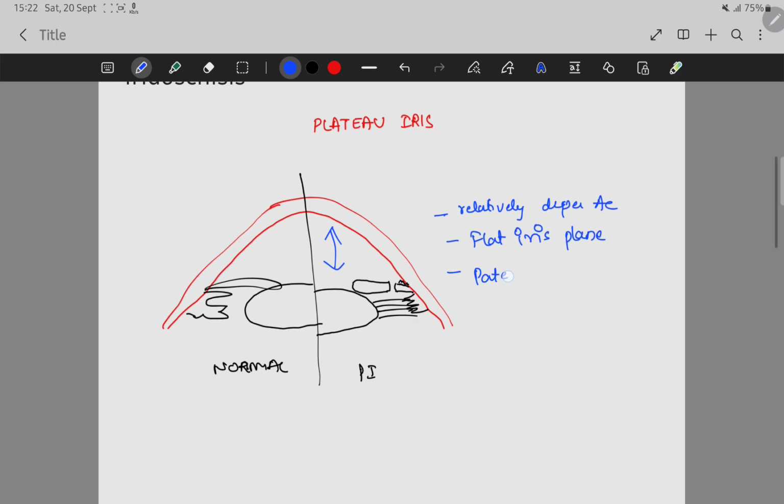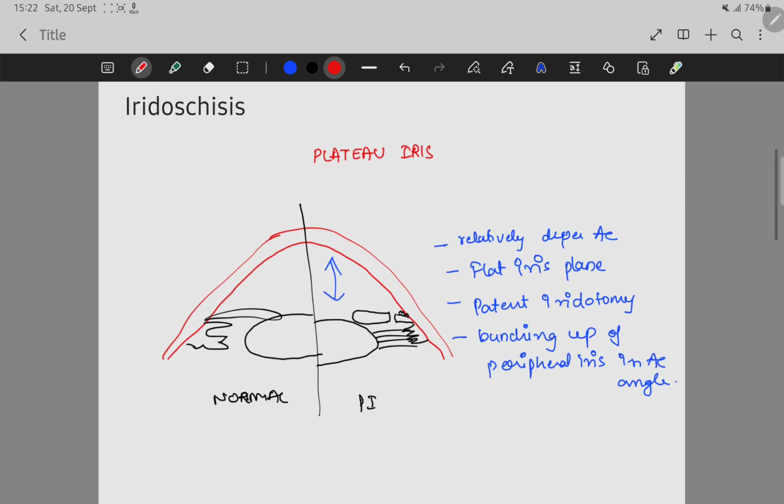There is a patent iridotomy or iridectomy, and there is bunching up of peripheral iris in the AC angle. So these are the features of Plateau Iris syndrome.